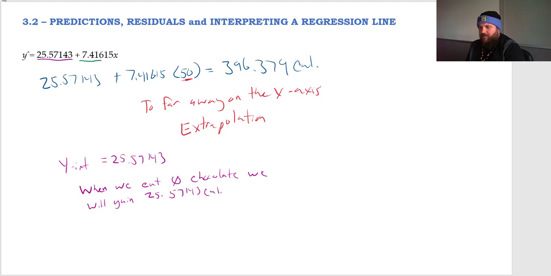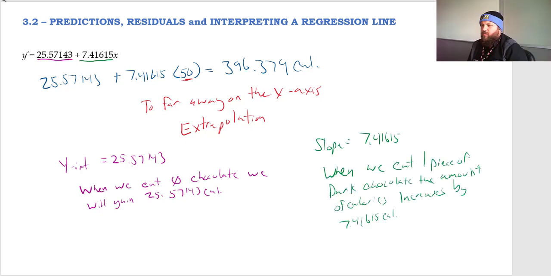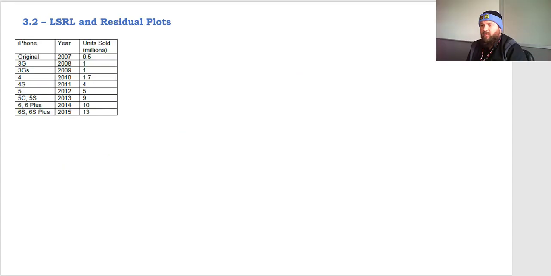Our slope is 7.41615. What that means is when we eat 1 piece of dark chocolate, the amount of calories increases by 7.41615 calories. Okay, so now we're going to talk about least squares regression lines and residual plots for 3.2.